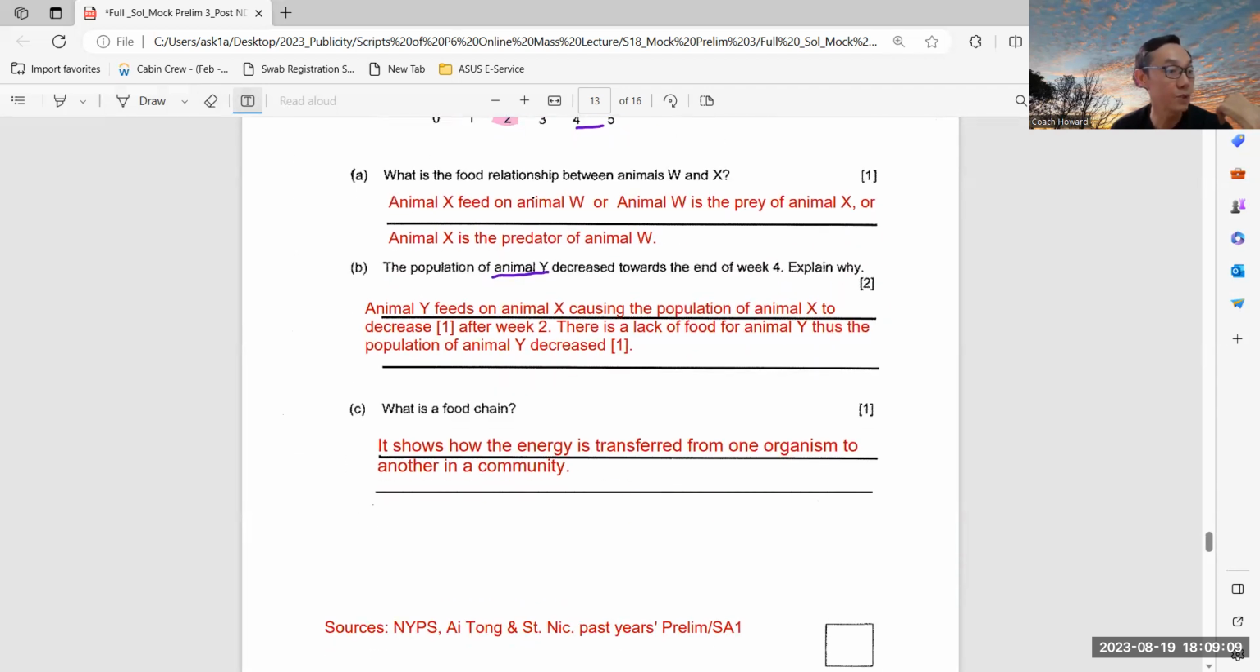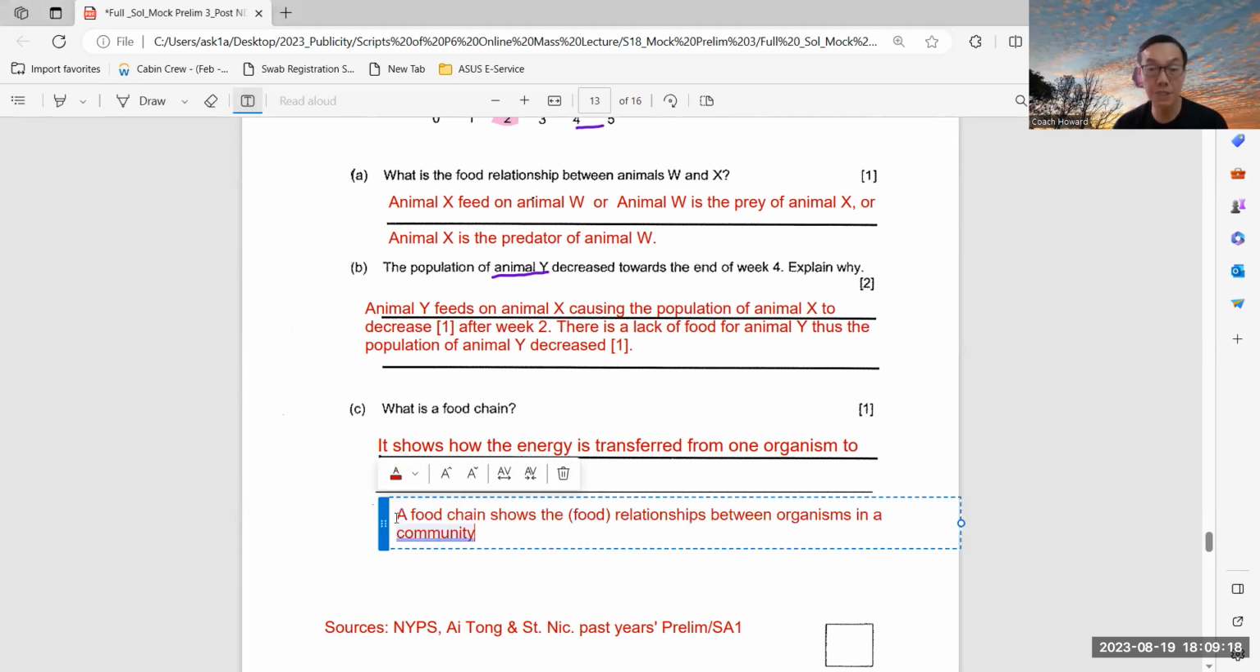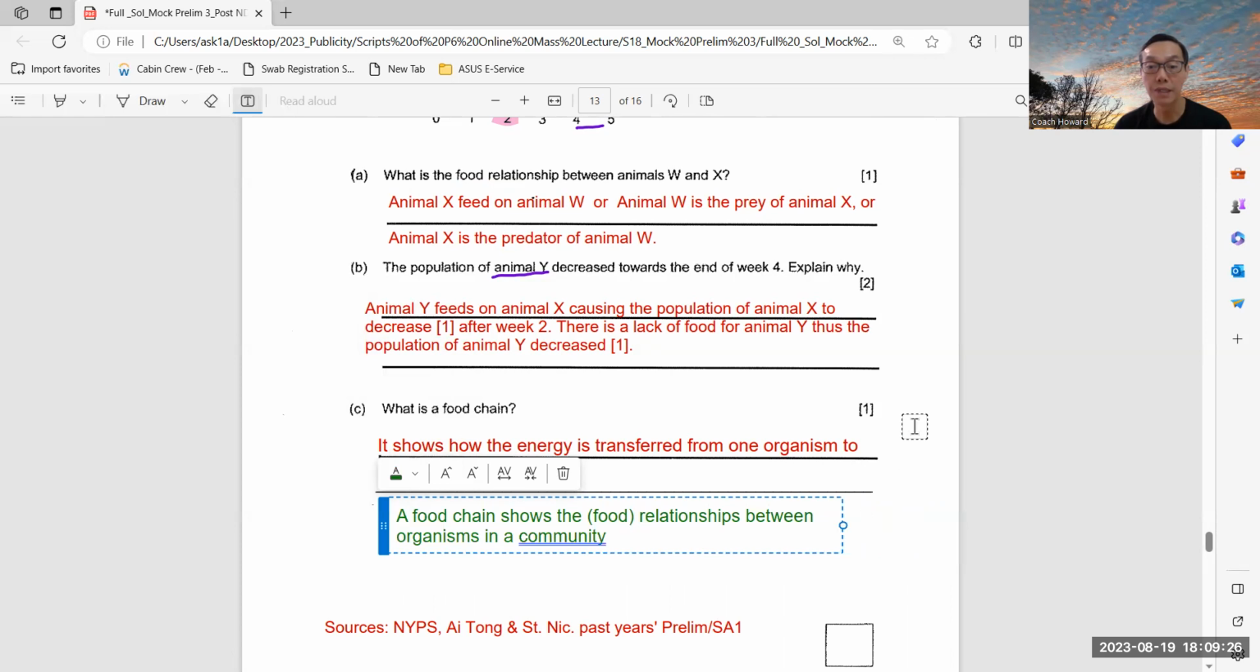The last part, there are 2 ways of answering: what is a food chain? I've shown you the first method. The second method to answer this, you can also mention this way: a food chain shows the food relationship between organisms in a community. So there are 2 ways of answering the last section.